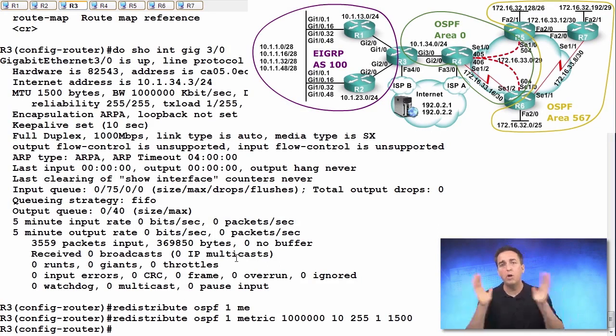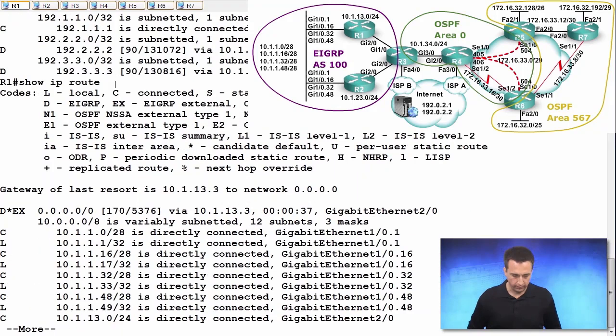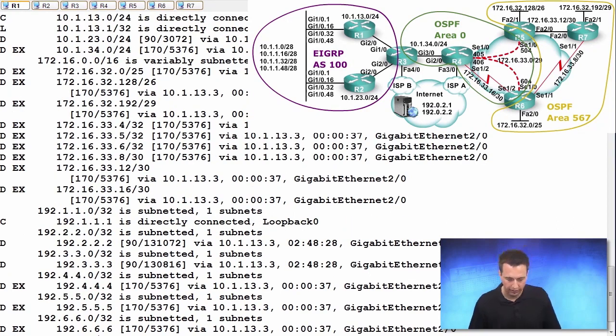But if you have multiple redistribution points, now's the time we have to think about that metric. Do you want both redistribution points to have the same metrics? Do you want one to be preferred over another? In that case, you're going to have to manipulate that metric in order to get the desired results you want at those redistribution points. So now let's go back to R1. Let's take a look at the output. Oh, there we go. There's all the externally learned routes.